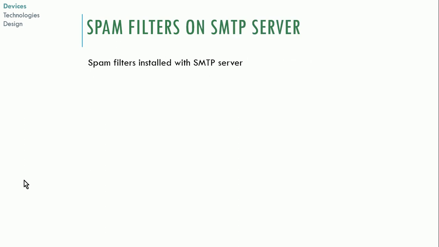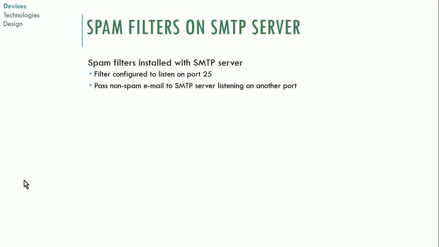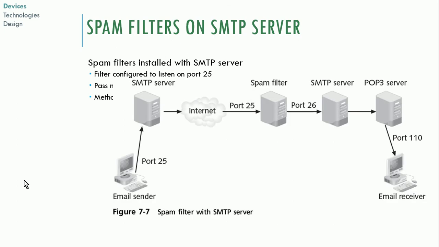So spam filters can be installed in many cases with the SMTP server as part of the SMTP server. Your book says it's configured to listen on port 25, but to be fair, most SMTP servers don't listen on 25 anymore. Most of them use the secured ports using TLS or SSL. But certainly this is one of the tools that we have in our toolbox.